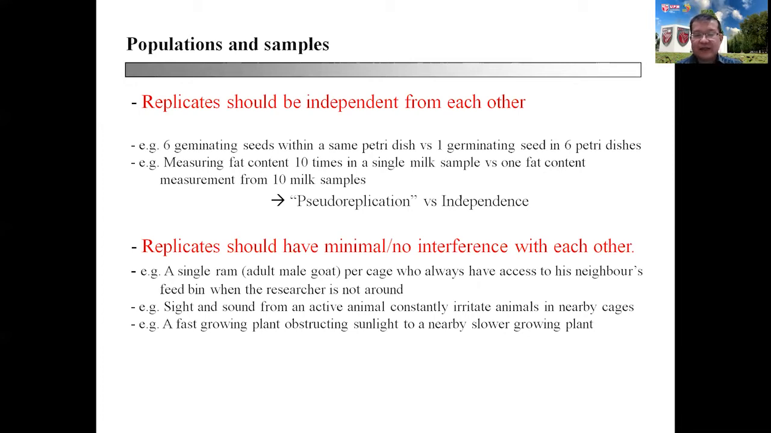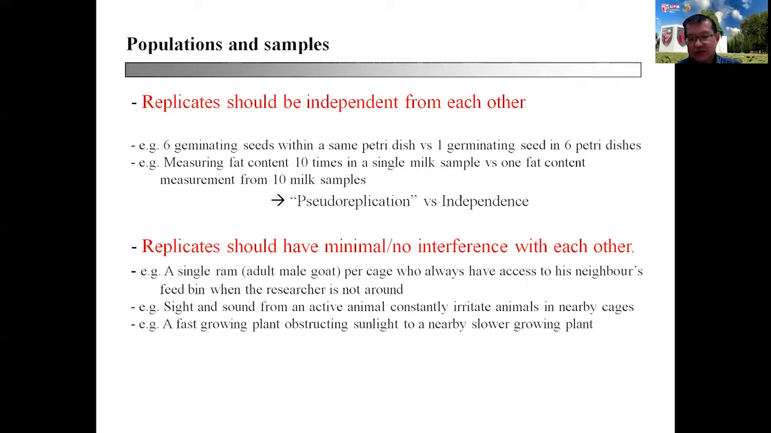In the prior example, you are talking about pseudo replication. That means replication which is actually forced upon a single sample, and therefore it doesn't have independence. Versus the latter, whereby you are measuring one fat content measurement from 10 milk samples. That is actually independent because you have a fat content from each of the 10 milk samples to constitute the average of those 10 milk samples.